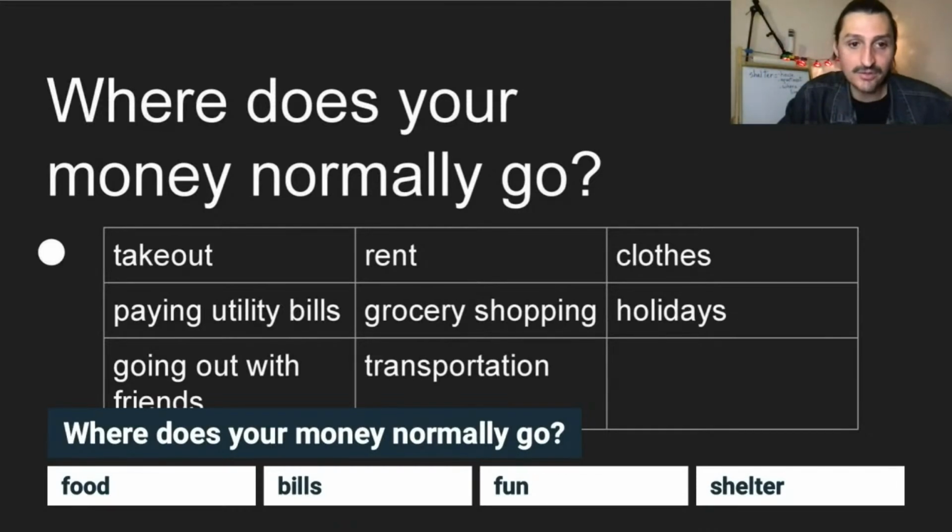So everyone, look at all of these different areas, right? And so remember to package them, because I gave you 8 areas, but there's only four options in the chat. Food, and the food includes takeout, grocery shopping, and that's it. Bills, utility bills, but maybe also rent, right? Fun, going out with friends, holidays, that's fun. Shelter, it's rent, right?